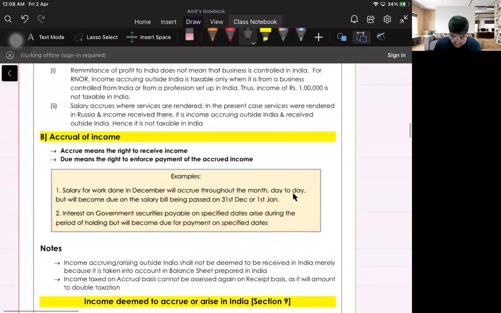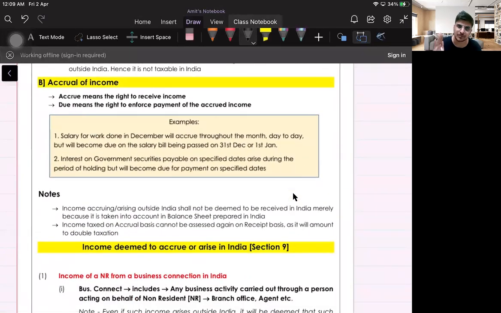Then we will move on to the next part, that is accrual of income. What is the meaning of accrual of income? Accrual matlab kya? Accrue means the right to receive the income. In this, we have seen what is the difference between accrual and due. Income is accrued matlab kya? Income is due matlab kya?